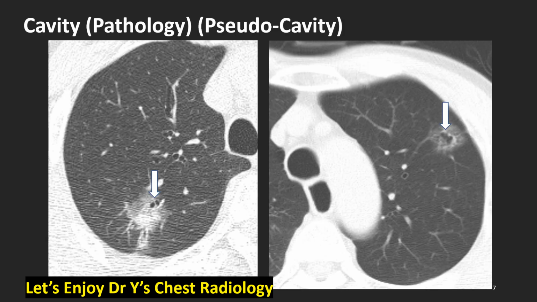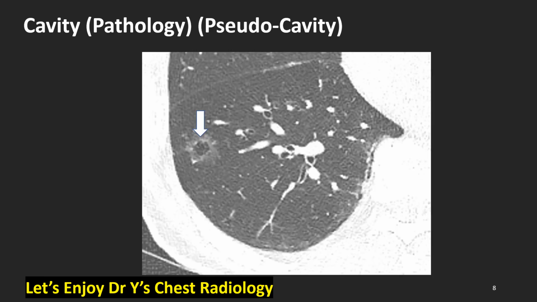Cavity pathology. Pseudocavity. Both arrows indicate the pseudocavities in the ground glass nodule of adenocarcinoma. Cavity pathology. Pseudocavity. Arrow indicates pseudocavity in the ground glass nodule of adenocarcinoma in the right lower lobe.